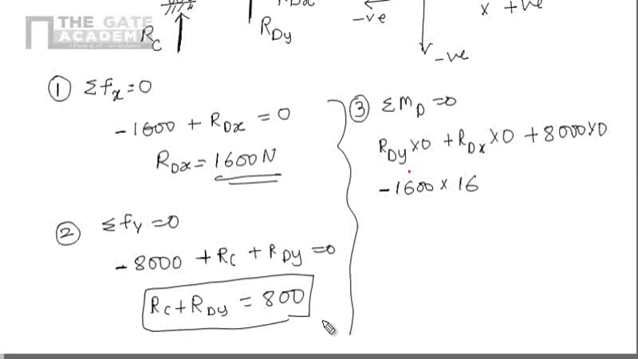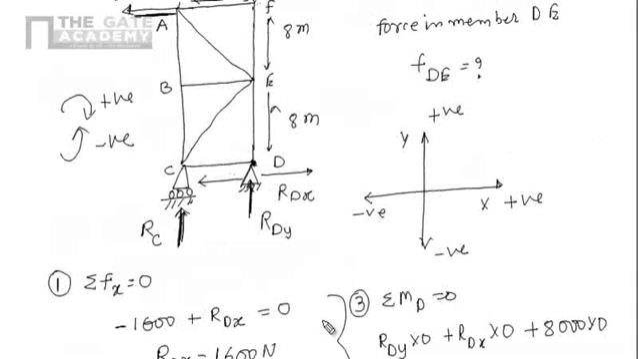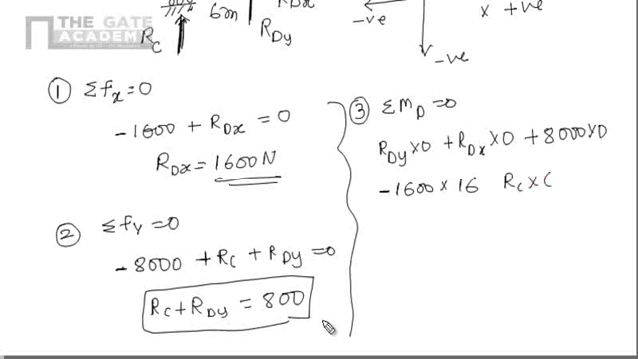So I am putting a negative sign. Similarly, due to this RC, the moment at D will be RC into this perpendicular distance, which is nothing but 6 meter. So I can write RC into 6, and the motion is in clockwise direction, so positive, equals to 3. So I will again rewrite this thing. 6 RC equals to 1600 into 16. So RC will be 1600 into 16 by 6.